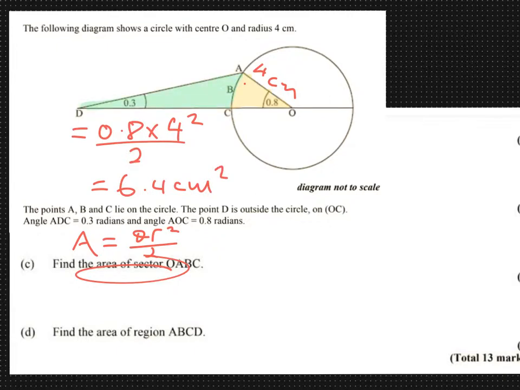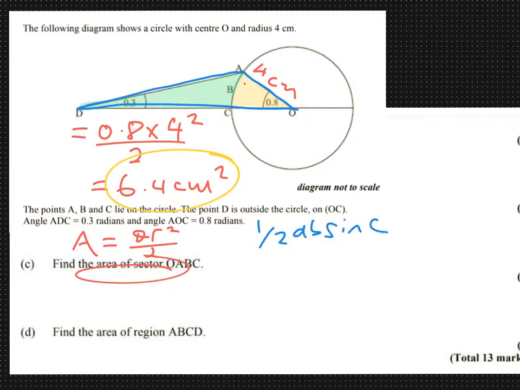In part D, you're asked to find the area of region ABCD, which is the region highlighted green here. Now, the easiest way to do this is actually to find the area of this triangle, and then from that we can subtract the yellow area, which we already worked out here. So in order to calculate the area of the triangle, we're going to want to use the trig formula for the area of a triangle, which is half ab sine C.